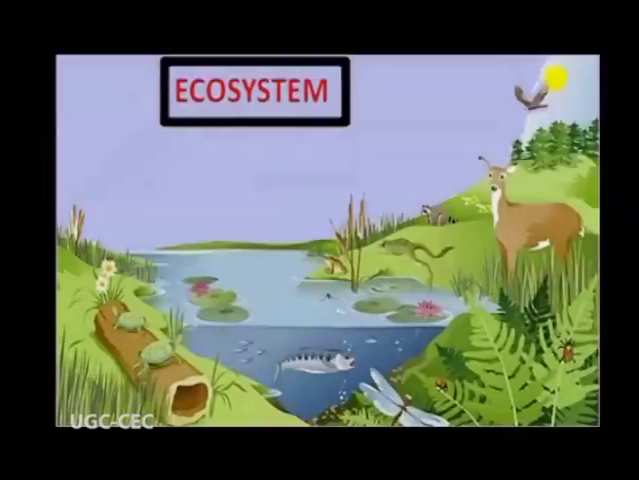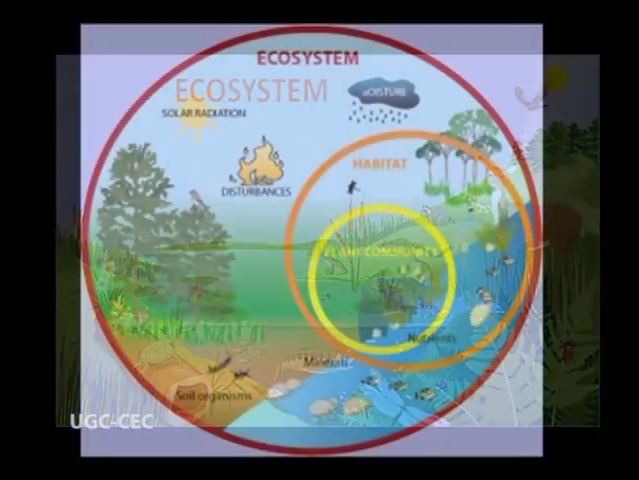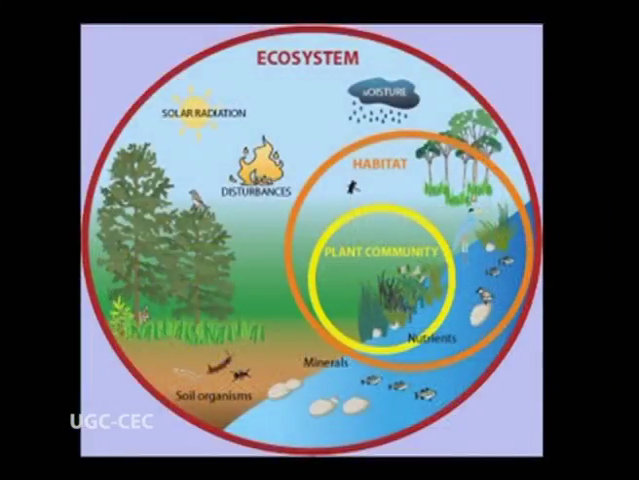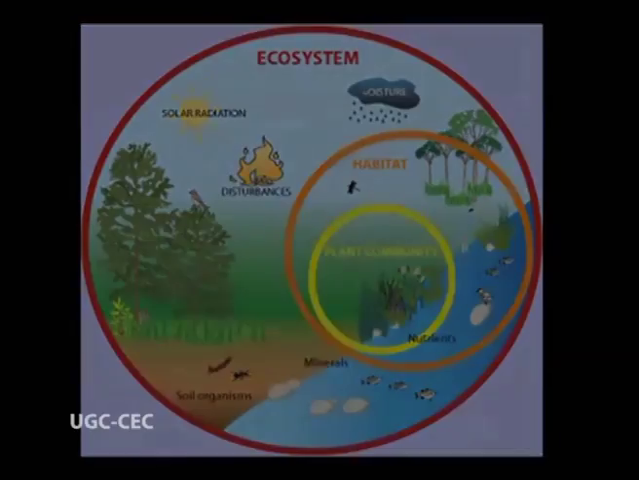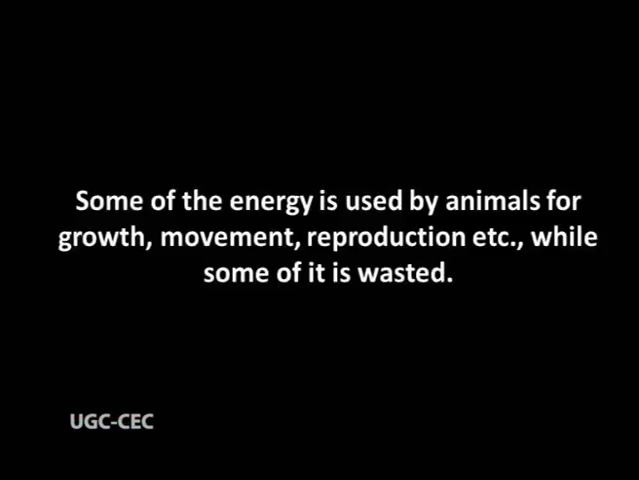Conclusion. Every organism has its own important role to play in the ecosystem. That is what ties every component together. Energy exists in nature in a form that cannot be observed and used by animals. So, plants are needed to capture this energy and convert it to the form that can be used by animals. Some of the energy is used by animals for growth, movement, reproduction, etc., while some of it is wasted.